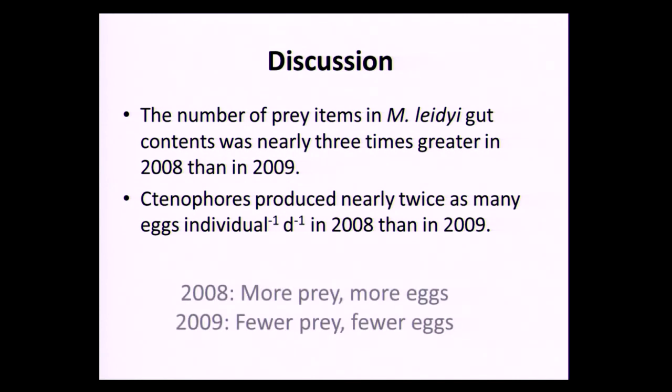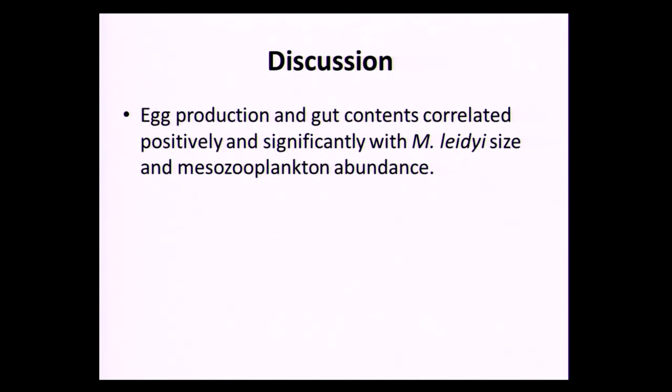And here is sort of the reminder, because there's going to be a quiz at the end, right? As a summary, because things are going to get a little dizzying: 2008, you had more prey, you produced more eggs. Compared to 2009, you had fewer prey, you produced fewer eggs. Okay, so 2008, we had more eggs, we had more gut content. Egg production and gut content both correlated positively and statistically significantly with the size of the ctenophore and the zooplankton abundance. This makes sense, right?